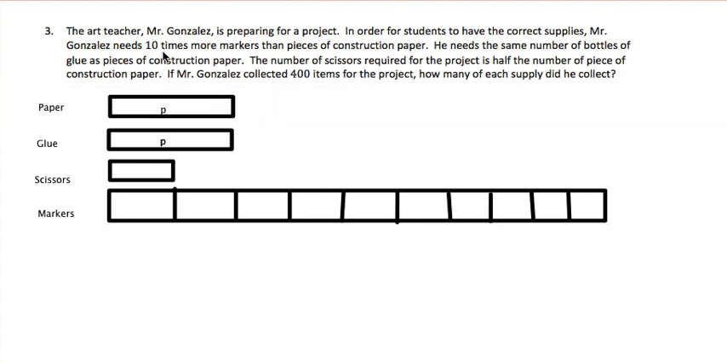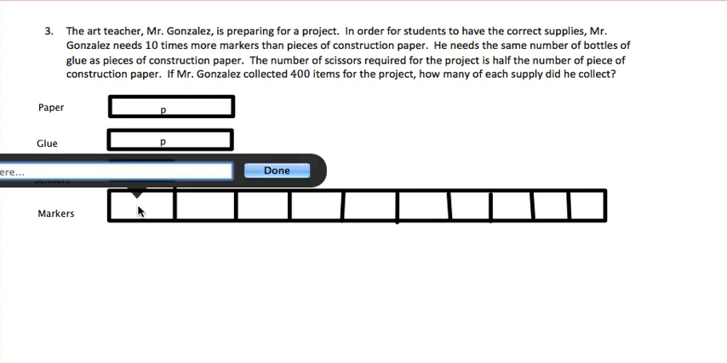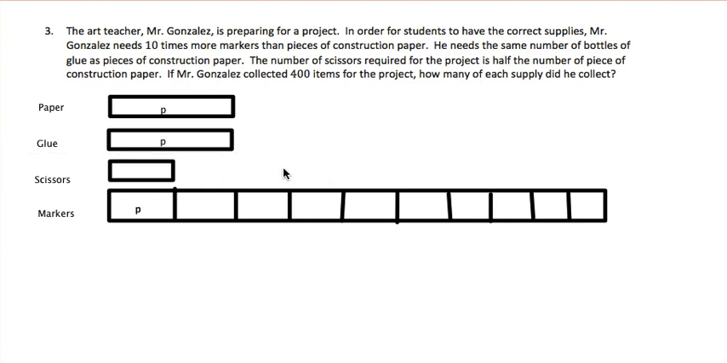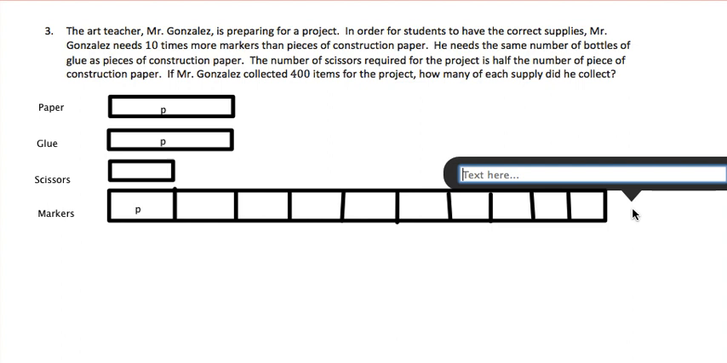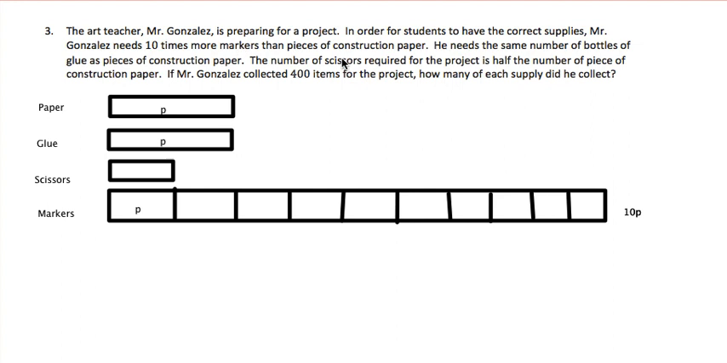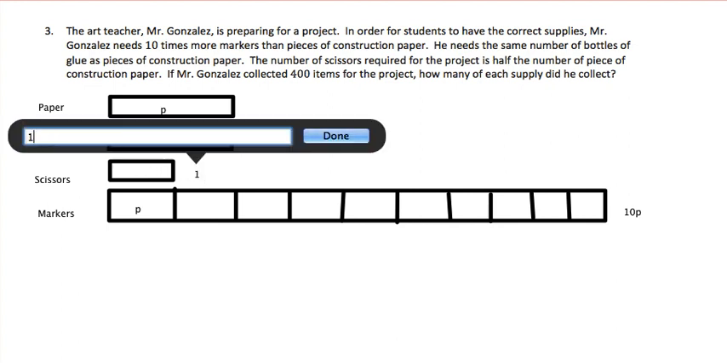Then we know that he needs 10 times more markers than pieces of construction paper. So we have markers, and there are 10 pieces here. Each one is P. And honestly, since we know they're all the same, we could write at the end of this line 10P, 10 times P. And then we know the number of scissors is half the number of construction paper. So this, and I made it into 1/2, we could label at the end of that 1/2 times P.